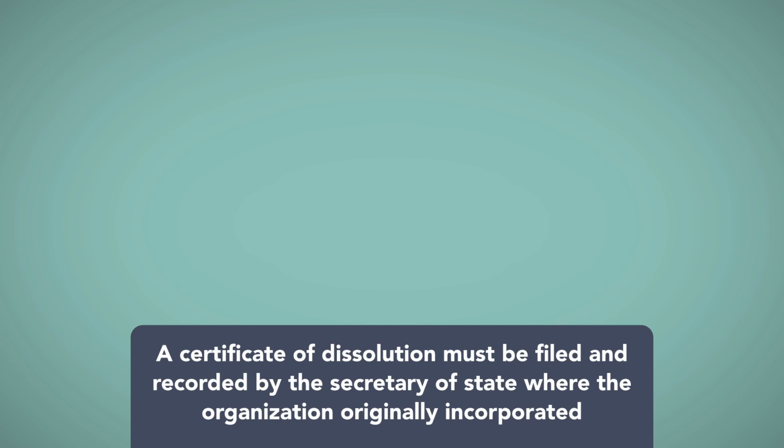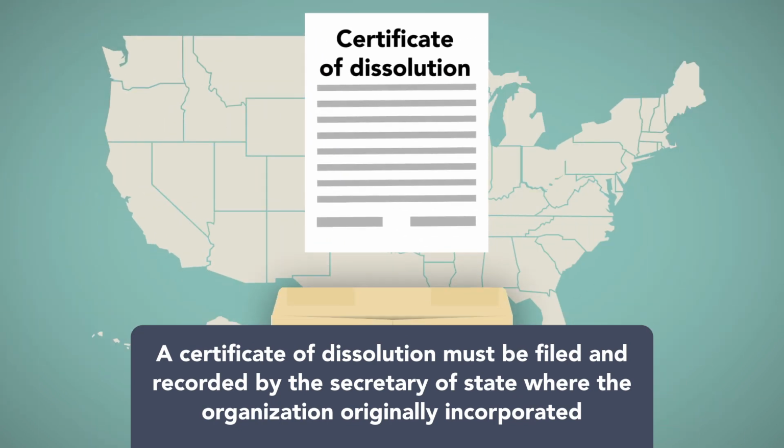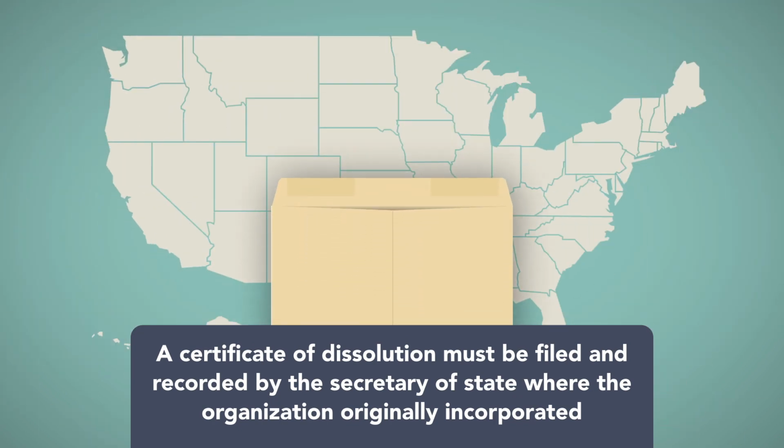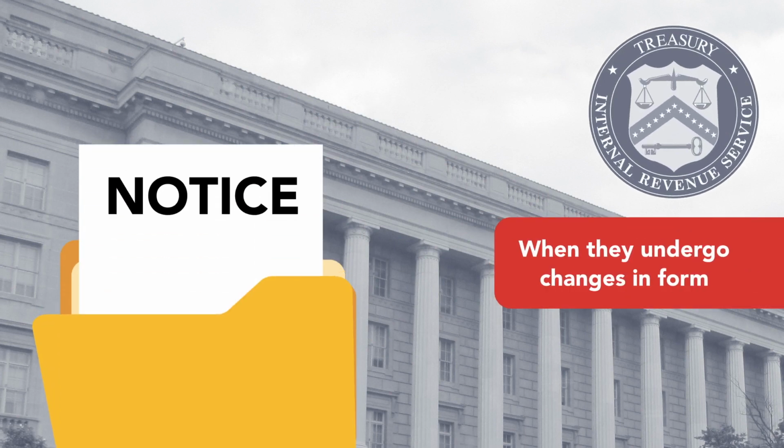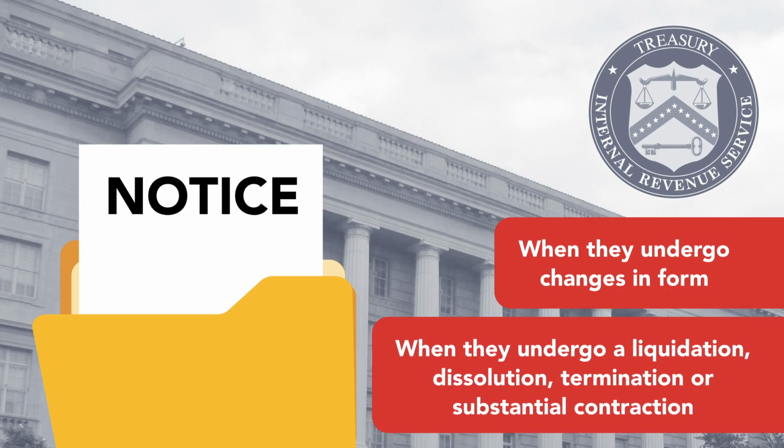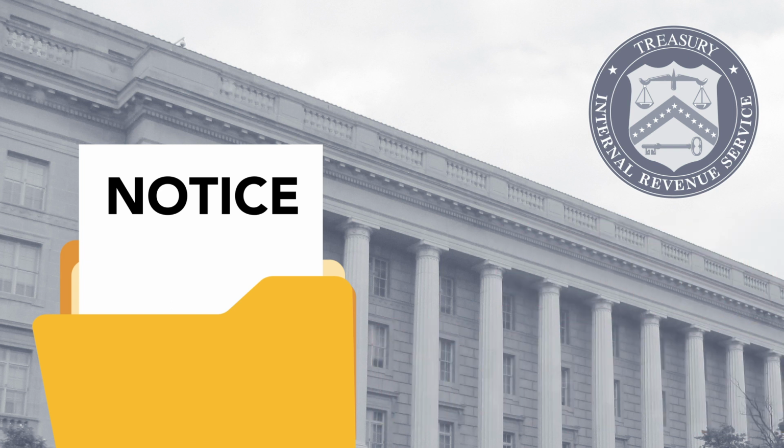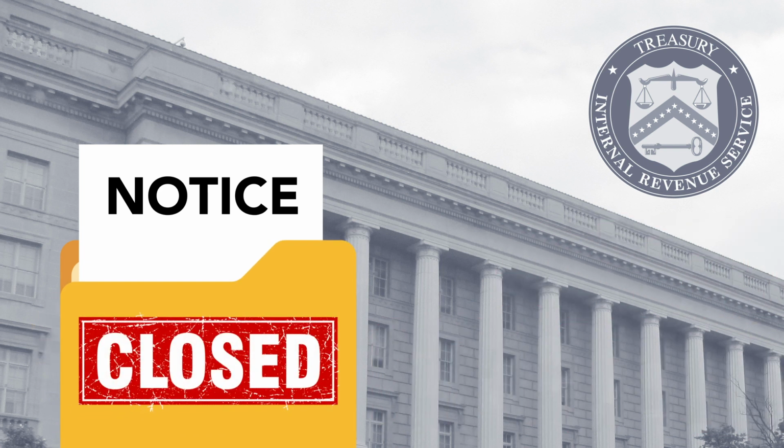A certificate of dissolution must be filed and recorded by the Secretary of State where the organization originally incorporated. Exempt organizations must notify the IRS when they undergo changes in form or when they undergo a liquidation, dissolution, termination, or substantial contraction. Most organizations must notify the IRS when they terminate, which closes the organization's IRS account records.